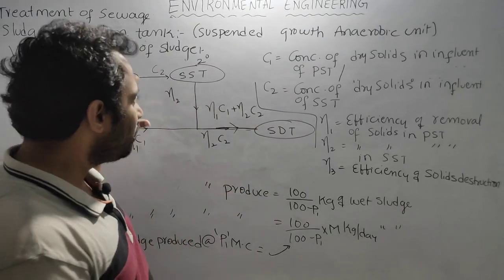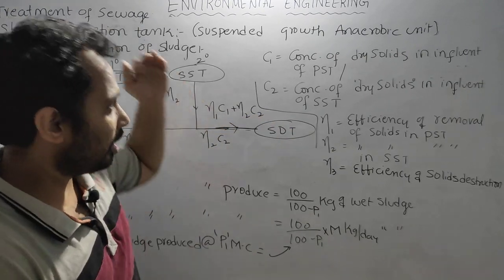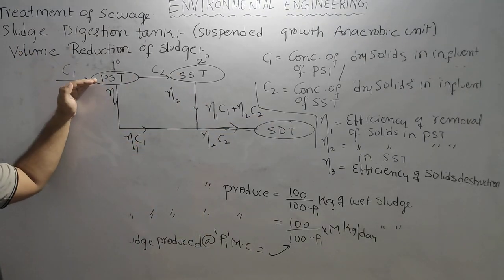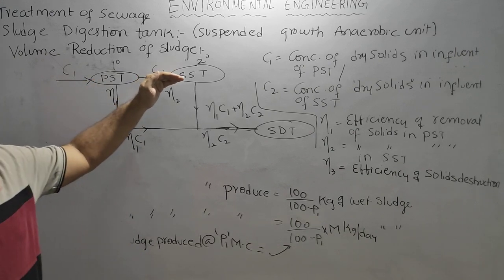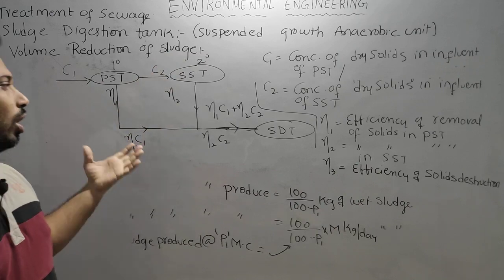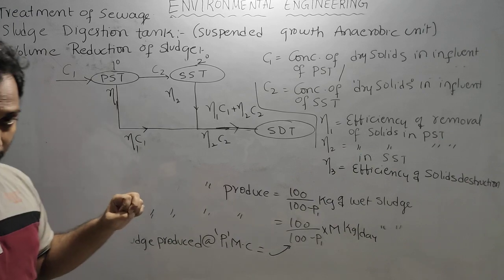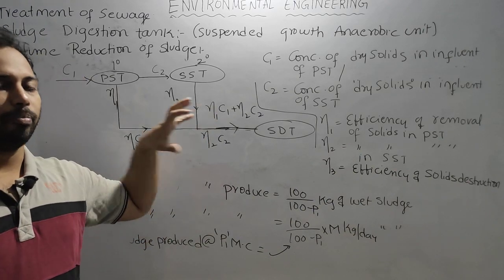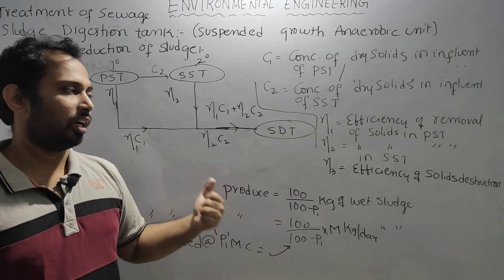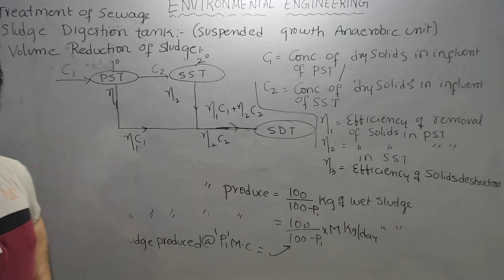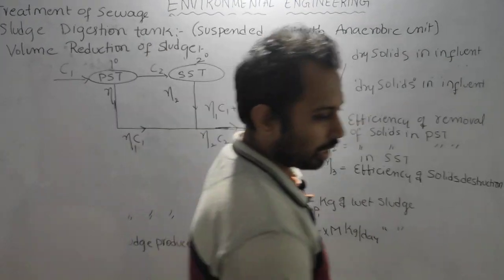Likewise, sometimes they won't give you directly how many solids are entering into the sludge digestion tank. They will tell you how many solids are being removed in the primary sedimentation tank and in the secondary sedimentation tank. Or else combinedly they will give how many solids are removed in primary and secondary treatment, and from there you need to calculate the total concentration of solids entering into the sludge digestion tank. Sometimes they won't directly give you the M value; they will give it indirectly, and you need to calculate it.